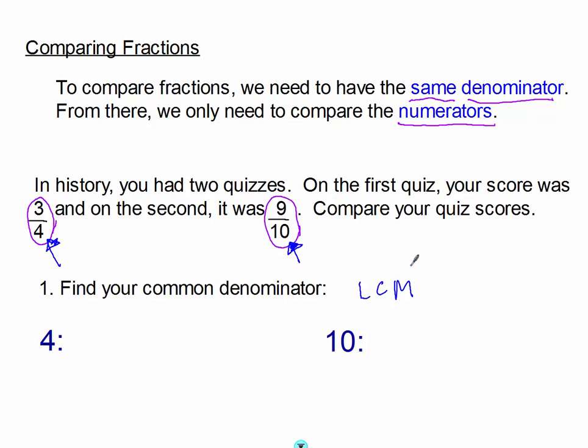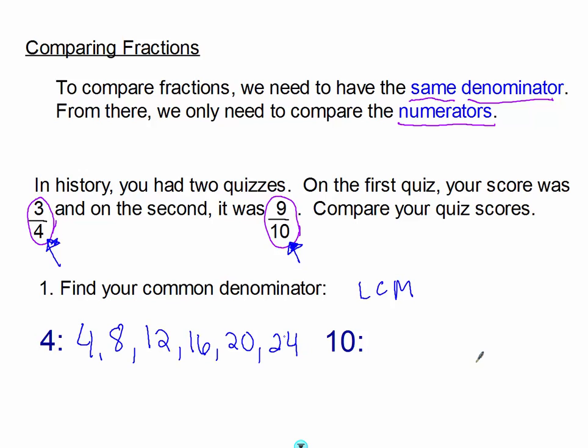And for the sake of this pencast, we're going to use the list method of listing multiples. We can go through some other methods in class. Starting with our first denominator, 4, we're going to multiply 4 by whole numbers and create a list of multiples. 4 times 1 is 4. 4 times 2 is 8. 4 times 3 is 12. 4 times 4 is 16. 4 times 5 is 20. 4 times 6 is 24.